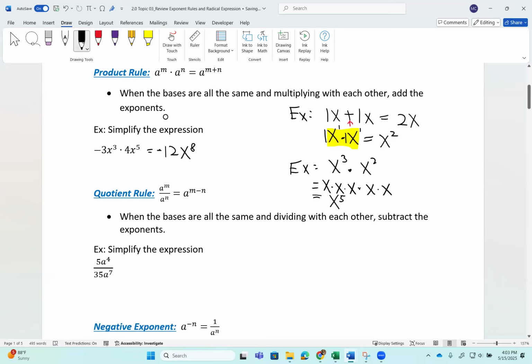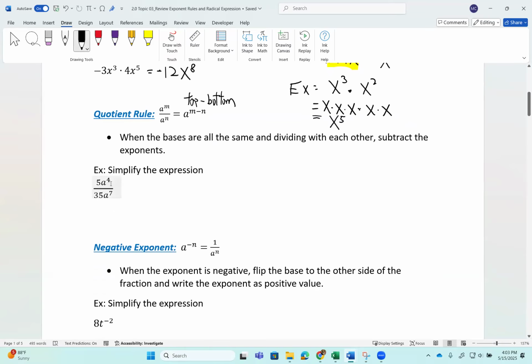All right, the quotient rule is where we will subtract the exponents. Okay, so when the bases are the same and dividing, we will subtract the exponents. It will always be the top exponent minus the bottom one. So when the bases are the same and dividing, then we will subtract the exponents.